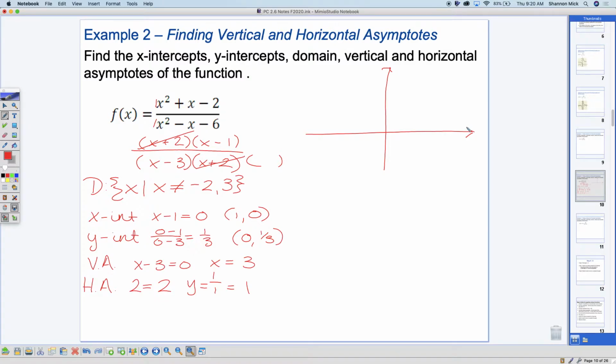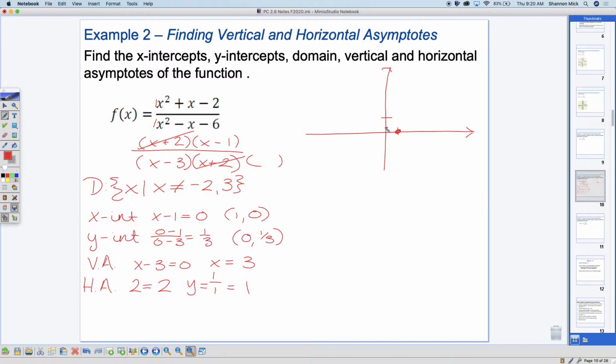Okay, so I have an x-intercept at (1, 0). So that would be right here. I have a y-intercept at 1/3. Now, I can put a little mark there to know it's 1/3, but I hate to put 1/3 on there because what if I don't go exactly through it? It might be funny, right? I can change it to 1/3 later.